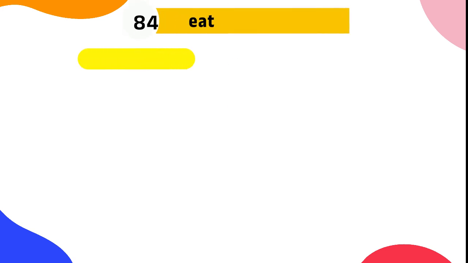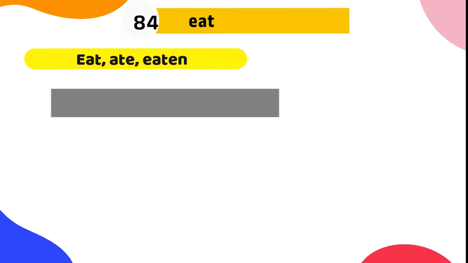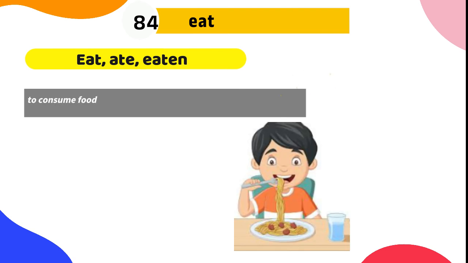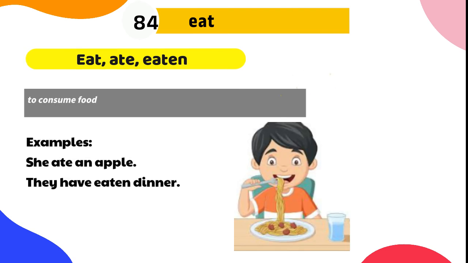Eat, ate, eaten. Meanings: to consume food. Examples: she ate an apple. They have eaten dinner.